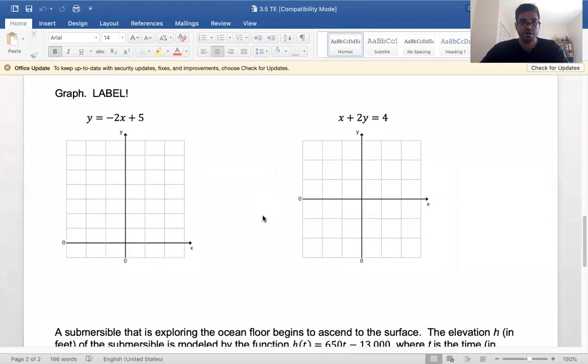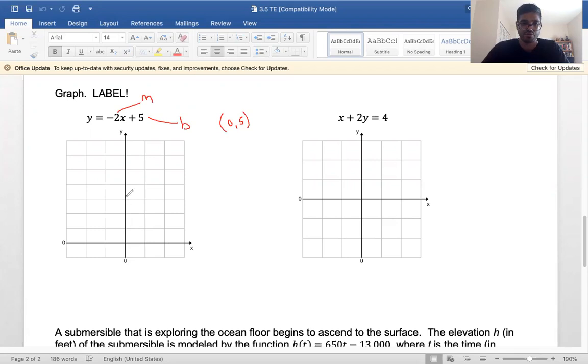All right, moving along to the next one. We have y equals negative 2x plus 5. And again, if you want to label these, here's your slope. Here's your y-intercept. Remember, your y-intercept has an x coordinate of 0. Your y coordinate is just what you see as your b term. And so (0, 5) is going to be on my graph.